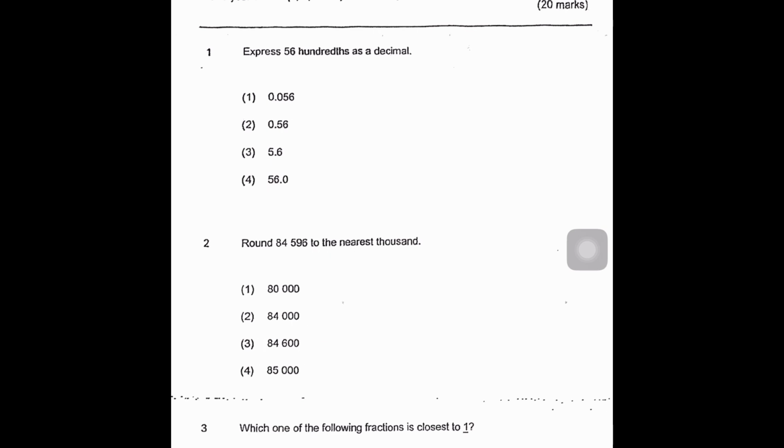So the first question says express 56 hundredths as a decimal. So what this basically means, you need to find what is 56 divided by 100 because they said hundreds. If they were to say 56 tenths, then you would have to find 56 divided by 10. So what is 56 divided by 100?